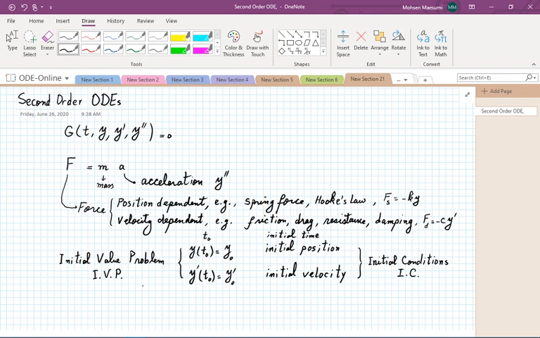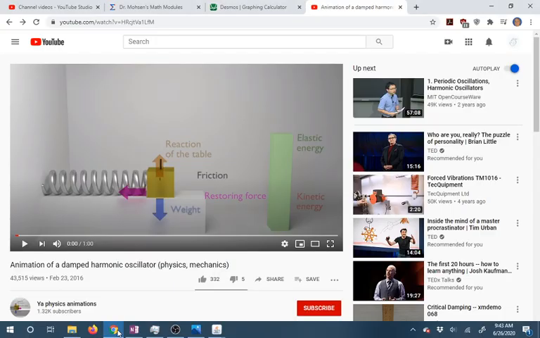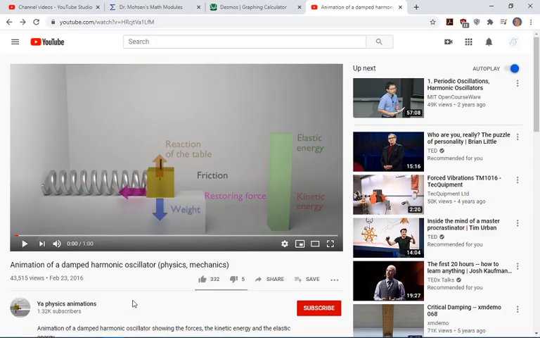And in that modeling, we are going to rely heavily on the story of oscillation, which we talked about again in the very first lecture. We are going to try to explain a variety of topics in this course based on that mechanical oscillation. So let's go ahead, and here is a video from Ya Physics Animations. Very interesting and clear as to what the topic is.